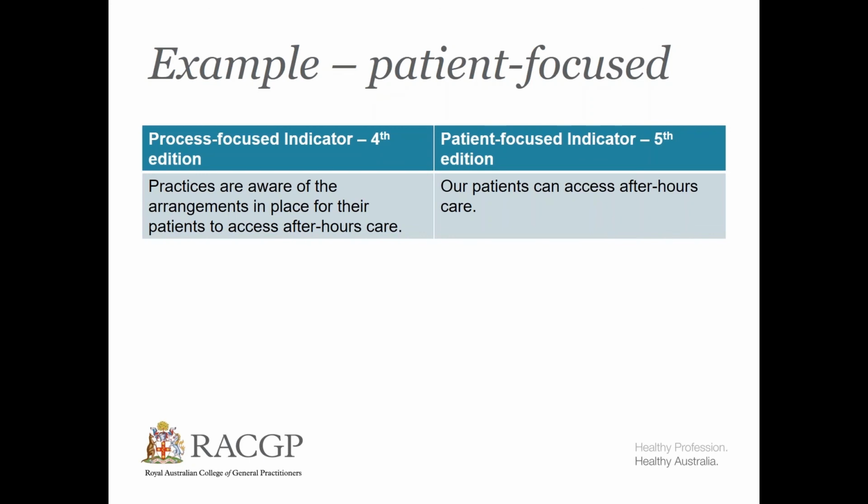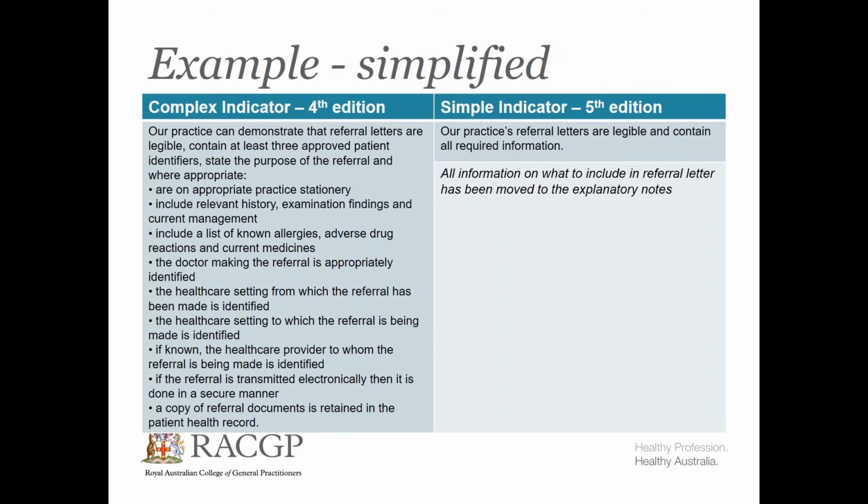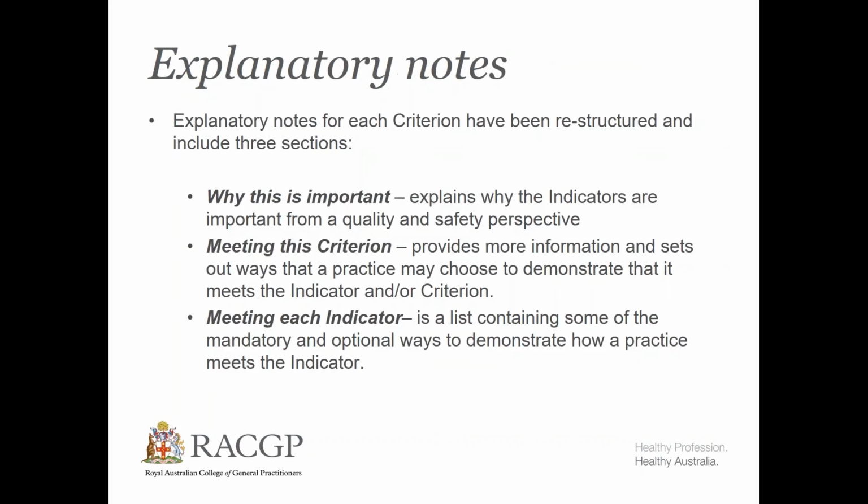The indicators under the 5th edition standards have also been simplified. Here's an example from the 4th edition on the left, which lists content to be included in the referral letter where appropriate. In contrast, the 5th edition standards have simplified this by removing the list from the indicator, and that content has now been described in the explanatory notes instead. And this change has been made in response to feedback from stakeholders.